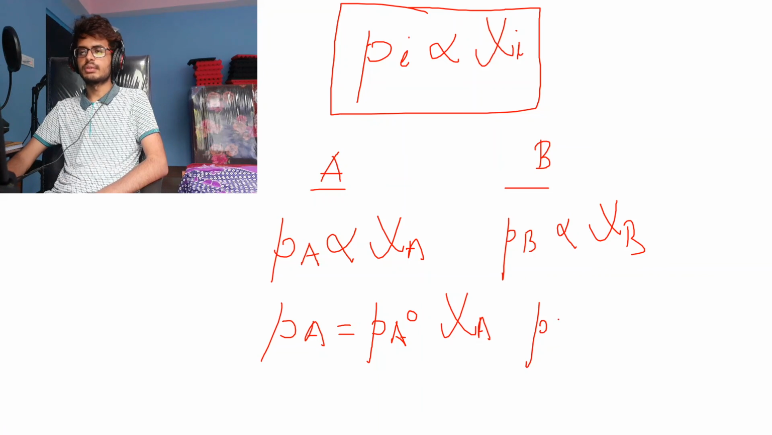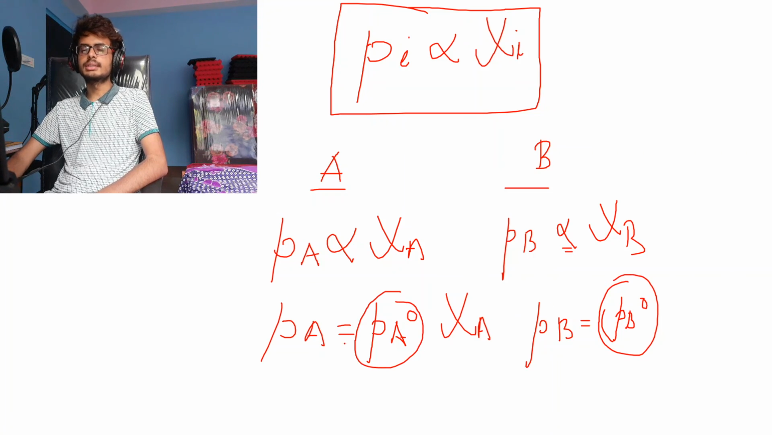Then we have partial pressure of B. I remove the proportionality sign, I put an equal to sign, I put a partial pressure of B in the pure state. So this is called PB naught, it's pronounced as PB naught or PA naught. It is the partial pressure of this component alone in the pure state, right, into mole fraction of B.